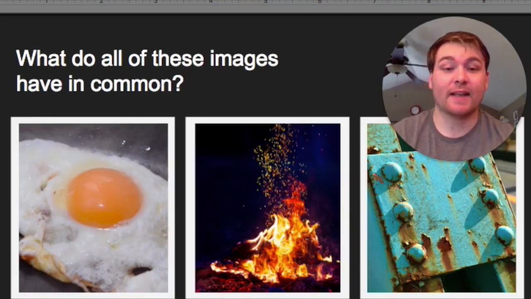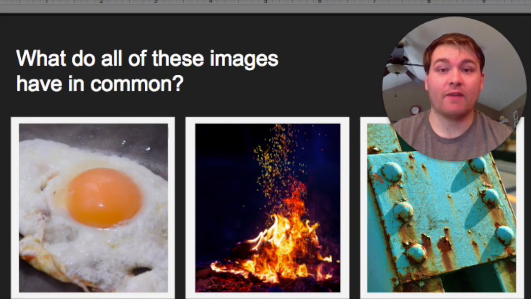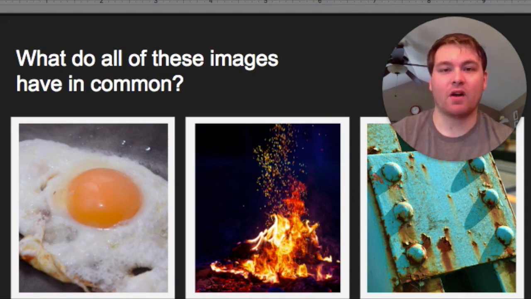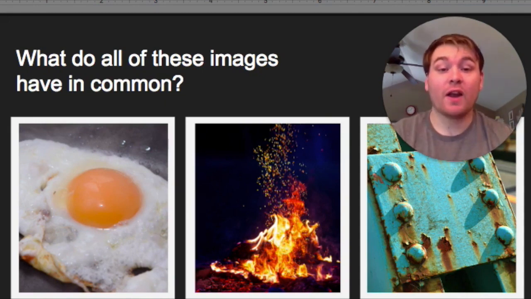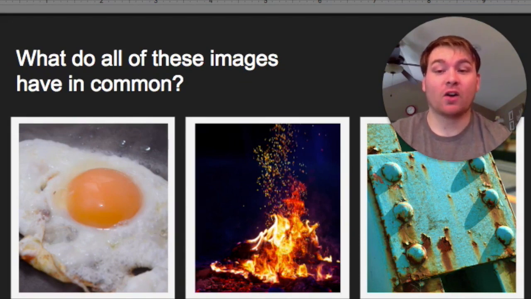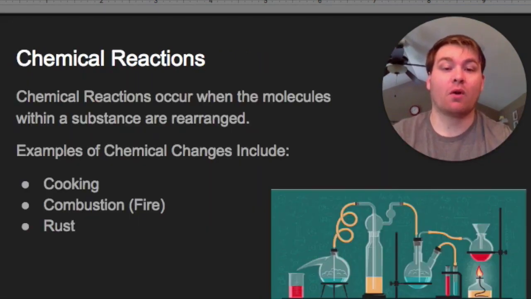To begin today's lesson, I want to ask you a question. What do all of these images have in common? In our first image, we have an egg that is frying in a skillet. In our second image, we have a campfire that is burning. In our third image, we have a picture of iron rusting. So pause the video and think, what do these three images have in common? Well, if your answer is that all three of these are chemical reactions, then you are right on point.